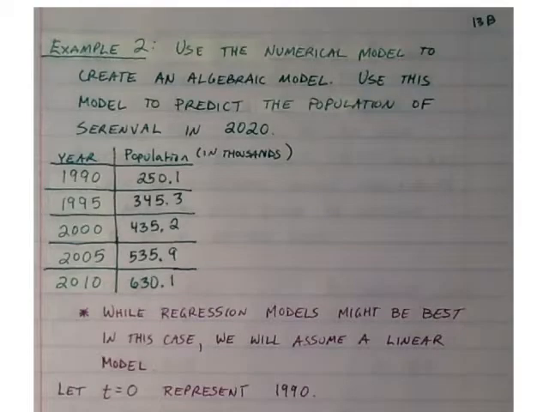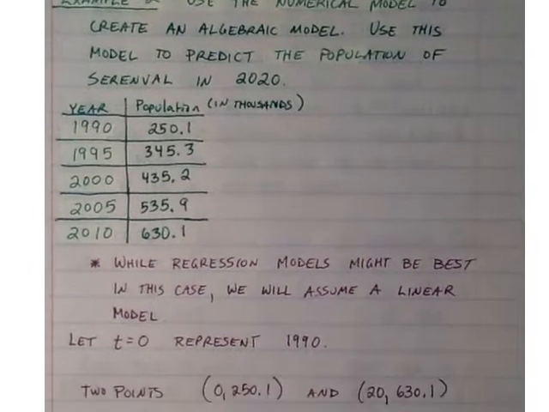Moving to page 13b, we look at example 2, where we're given a numerical model and asked to use this to create an algebraic model and use our algebraic model to predict the population of Sarenval in 2020. So here's our table, and for those who know what regression models are, we could do some regression analysis, but in this case we're just going to assume that population is growing linearly, and we will create an algebraic model based off of linear growth.